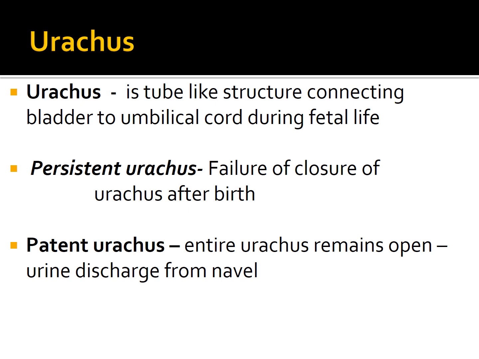Come to urachus. Urachus is a tube-like structure which connects the urinary bladder to the umbilical cord during fetal life. If it remains persistent, this is known as persistent urachus, meaning failure of closure of the urachus after birth. It remains patent, so urine is coming through the umbilicus. In patent urachus, the entire urachus remains open, and urine is discharged from the navel.